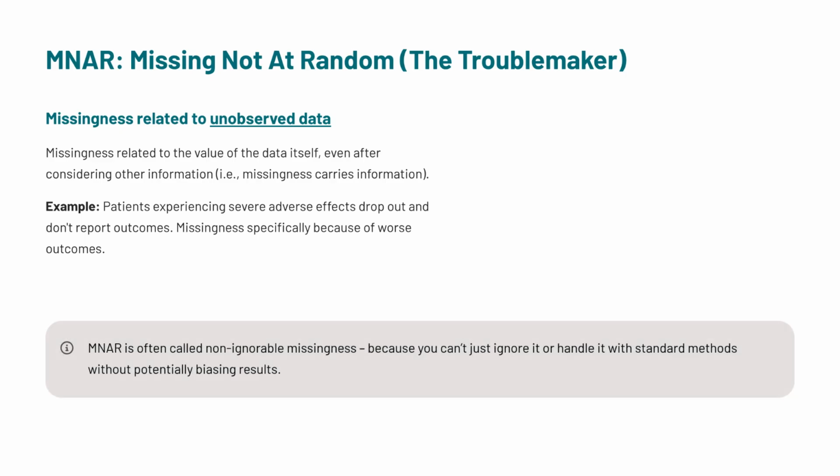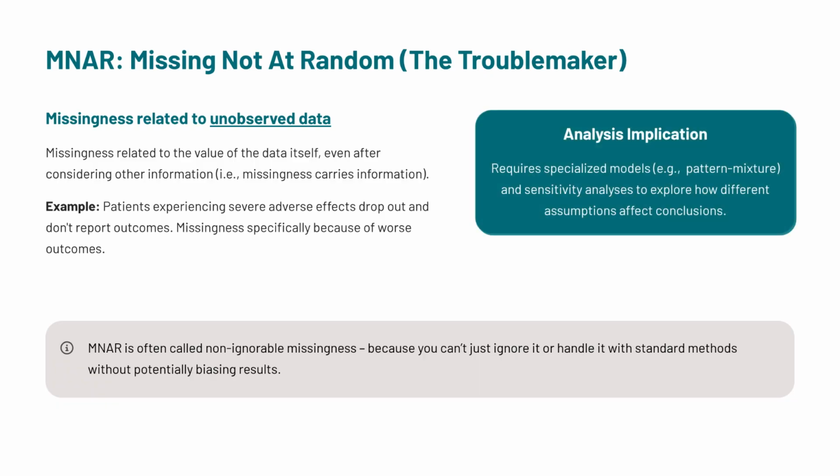Missing not at random is often called non-ignorable missingness, because you can't just ignore it or handle it with standard methods without potentially biasing results. So, with this type of missingness, we often use sensitivity analyses to test how our results might change under reasonable alternative assumptions about the missing data.